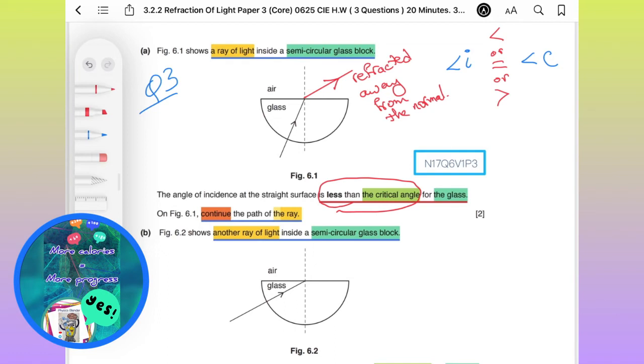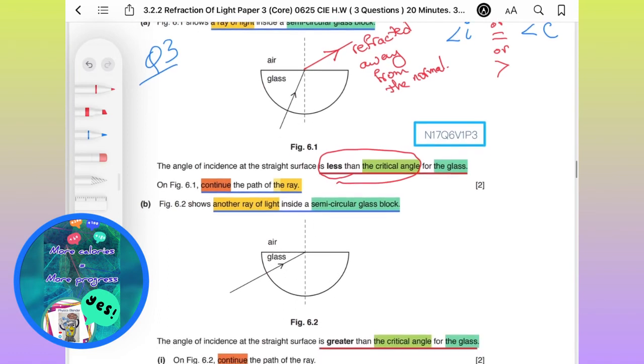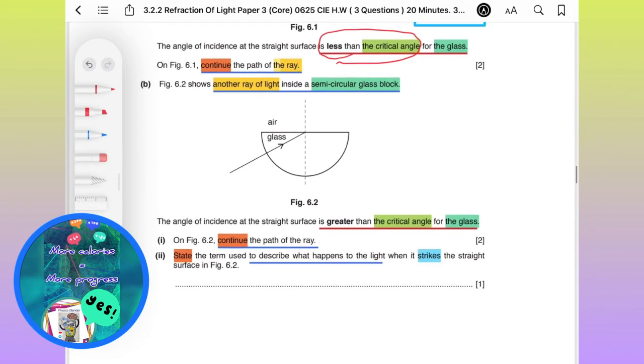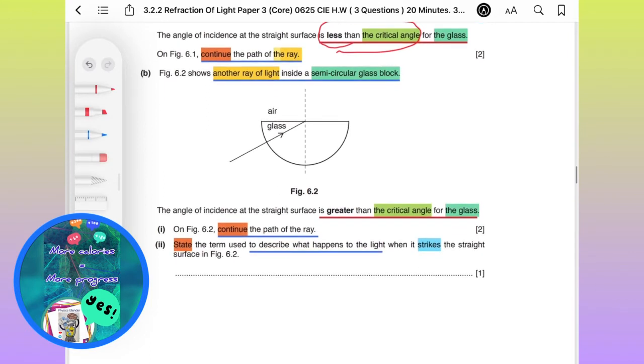Okay, another ray of light inside a semicircular glass block. The angle of incidence now is greater than the critical angle. So what will happen? The ray will be totally internally reflected into glass. All the rays are totally internally reflected. The term to describe what happens, you have to write total internal reflection.